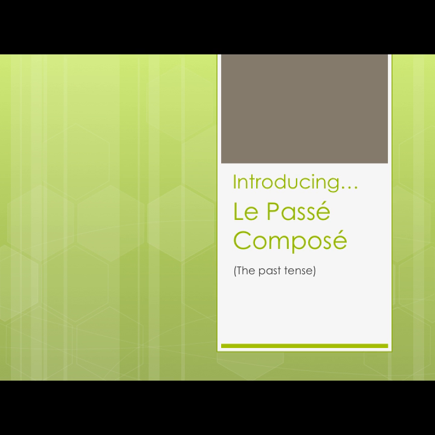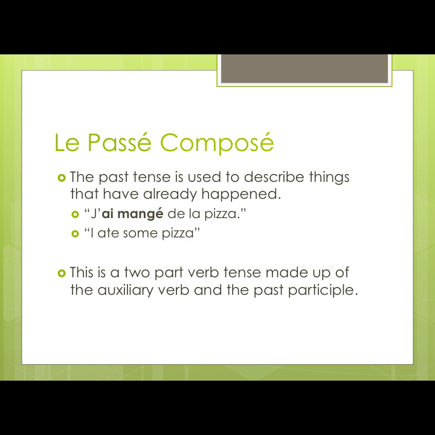So today we will be talking about le passé composé, or the past tense. The past tense is used to describe things that have already happened. So if you want to say, I ate some pizza, you would say, j'ai mangé de la pizza. Now you notice that this is a two-part verb tense. The first verb is called the auxiliary verb, and the second is called the past participle.